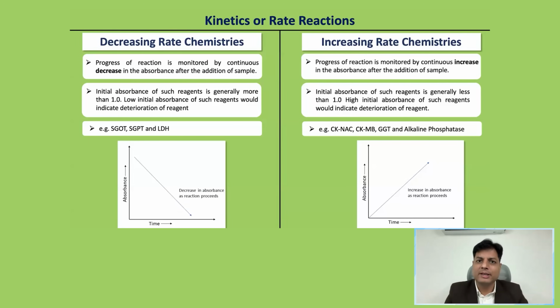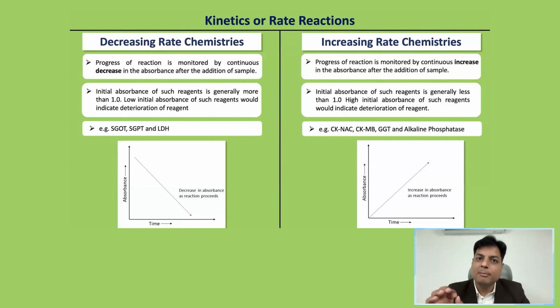Let's say hypothetically the log phase of the reaction lasts for 120 seconds. Say, for example, this is 0 seconds and this is 120 seconds. So for 2 minutes, the reaction is in the log phase. In case of kinetic reaction, we can take both these absorbances anywhere between 0 and 120 seconds. But in case of fixed time kinetic, we cannot change these measuring points.